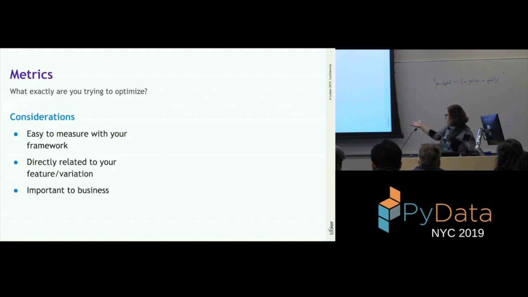Now, on the other hand, we have the consideration that we want a metric that's actually important to our business. So for instance, it's probably pretty easy to measure the amount of time that people spend hovering over buttons of different colors, but it's not clear that that actually matters to us. So we're always trying to balance those two things. We want a metric that's relevant to the business, but also relevant to whatever it is that we're testing.